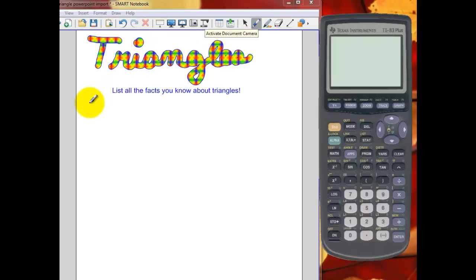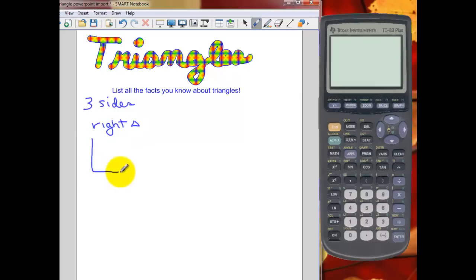We all know some very basic things, and what we're going to talk about here is, I'm sure, common to all of you. They've got three sides. We could have a right triangle. What makes a right triangle? I'm sure you all know a right triangle means one of the angles is 90 degrees.